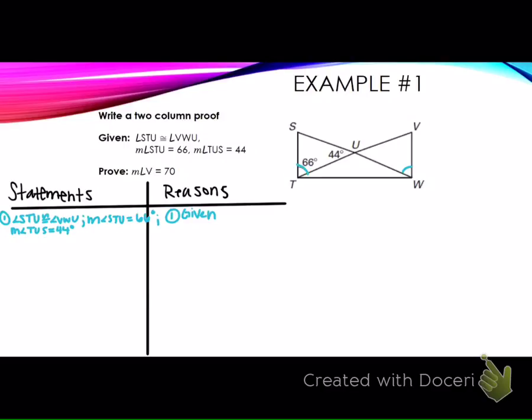So the measure of angle V has to be 70 degrees. So we have to start here. What kind of angle is SUT and VUW? Lindsay, it's your favorite type of angle. SUT and VUW. Good. So we know that angle SUT is congruent to angle VUW by vertical angles. So that's the vertical angle theorem.